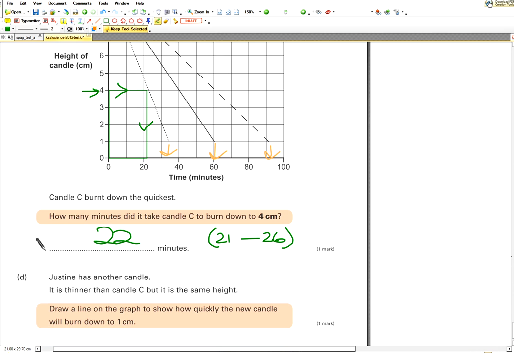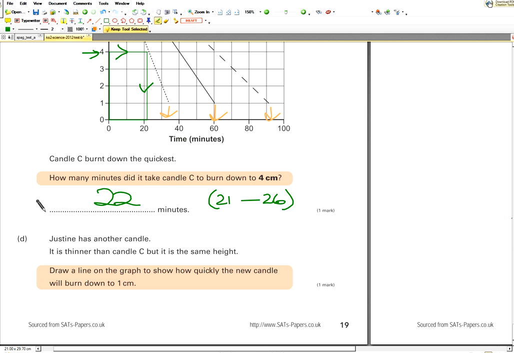It says that Justin has another candle. It is thinner than candle C, but it has the same height. Draw a line on the graph to show how quickly the new candle will burn down to 1 centimeter. So that's question D. Let's have a look at that. Everybody have a go at that question.